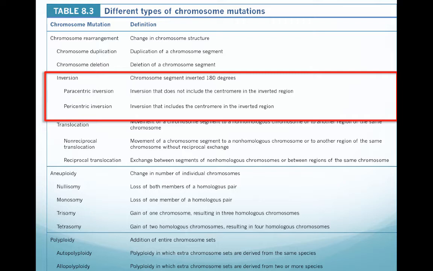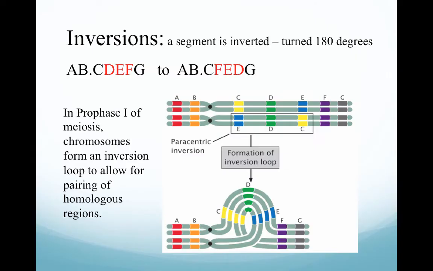Two major types of inversions can actually take place, and we'll discuss them a little later on in this segment. They are paracentric, meaning that the inversion does not include the centromere. And then there's pericentric, and that means that the inversion does include the centromere. So as you can imagine, those could be pretty detrimental.